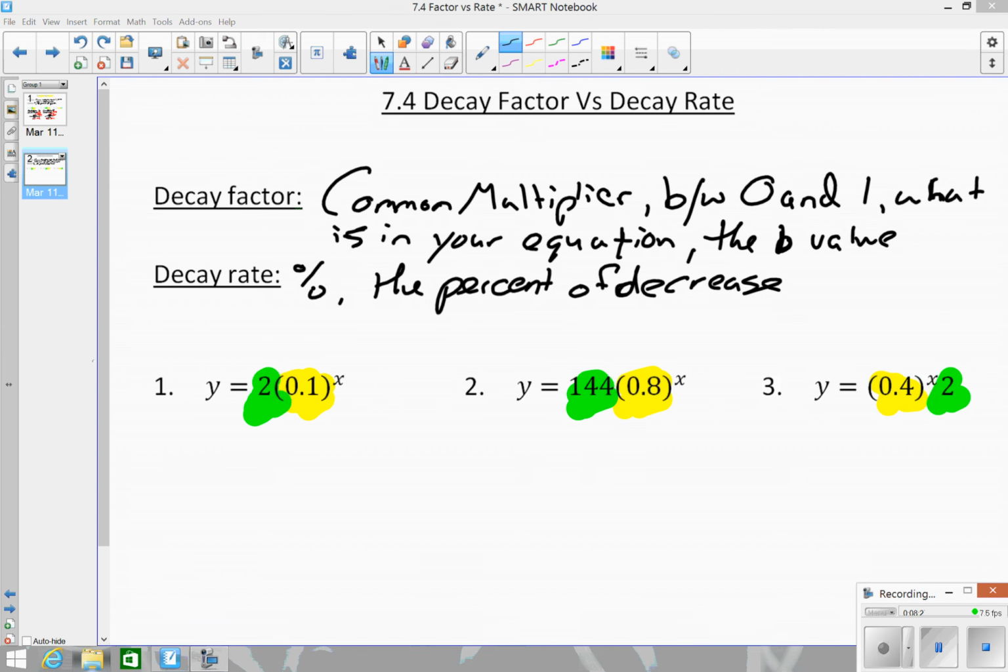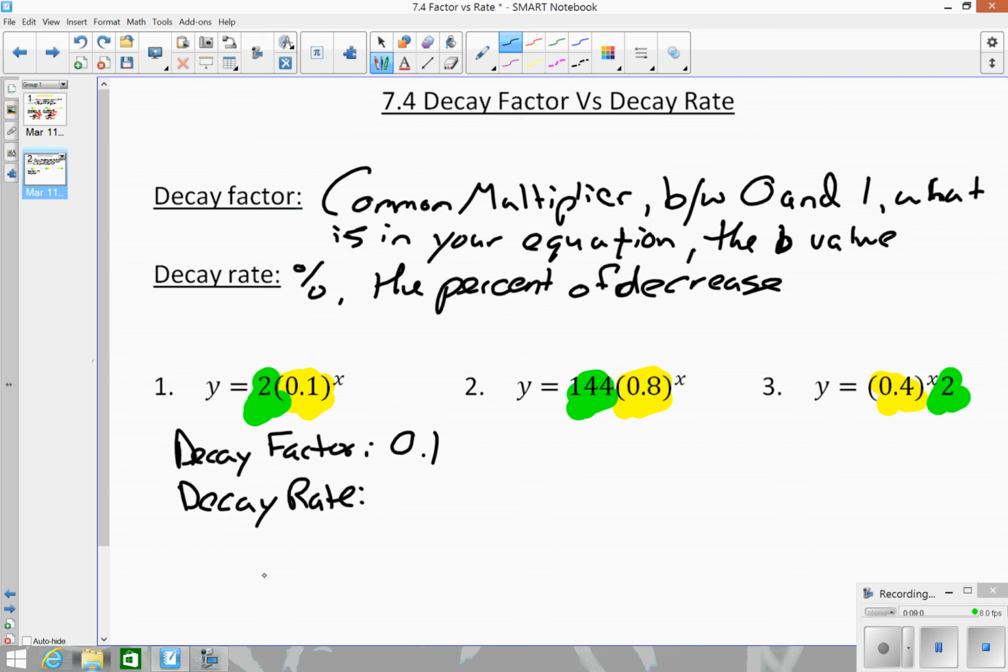All right, now that you have all of your decay factors and initial values, or y-intercepts, color-coded, now let's talk about the decay factor versus decay rate. So the decay factor is what's inside your equation. So in this case, it's 0.1, right? Now the decay rate, this is a little bit trickier, so just please follow along.